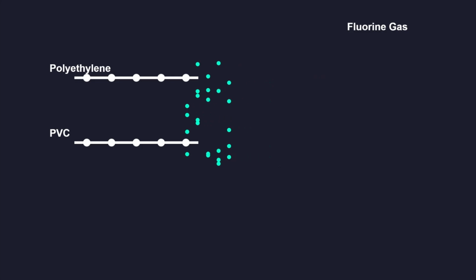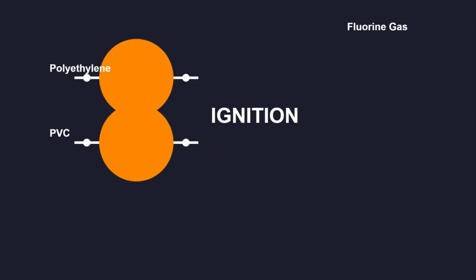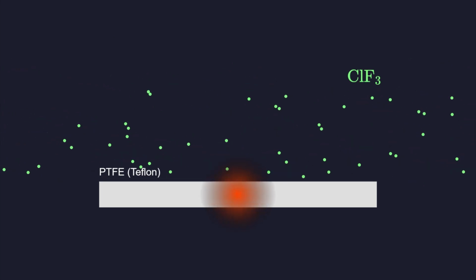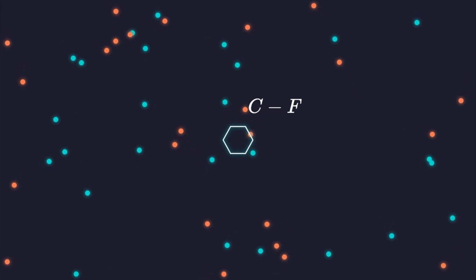Common plastics like polyethylene and PVC ignite instantly on contact, as the chemical strips hydrogen and carbon atoms to form gaseous fluorides. Even Teflon, which is normally resistant to most chemicals, can burn in a chlorine trifluoride atmosphere if there is a source of friction or heat.